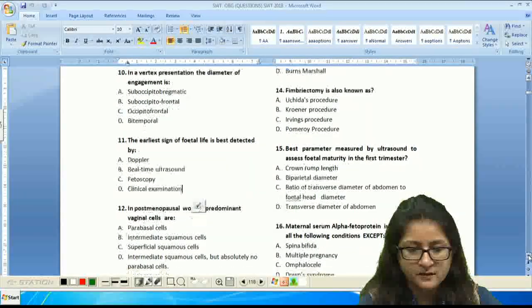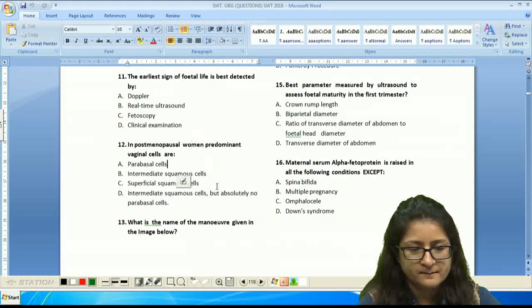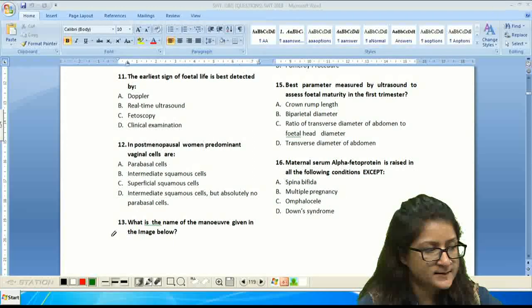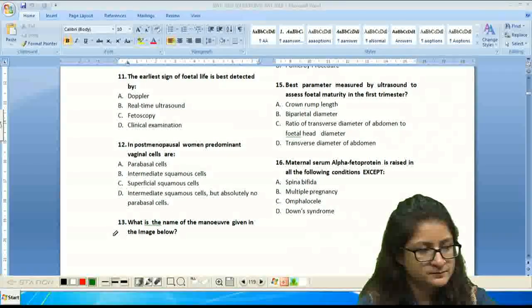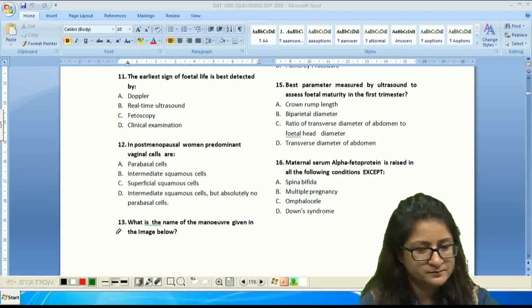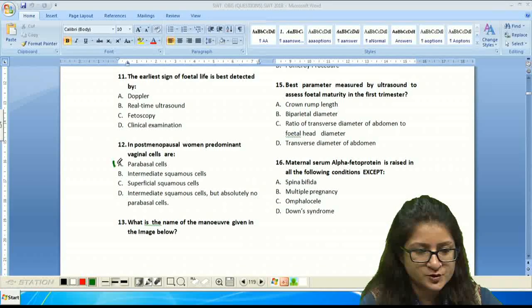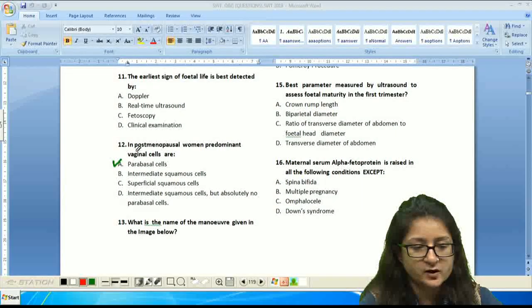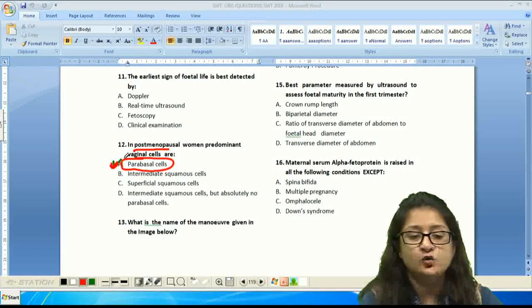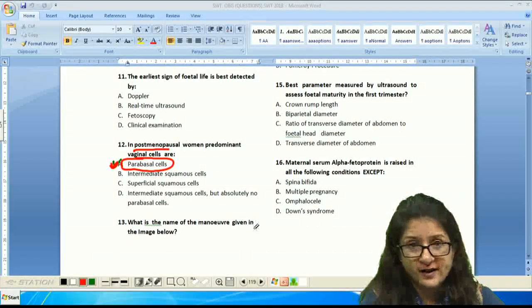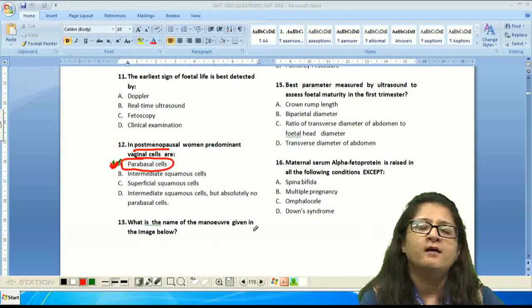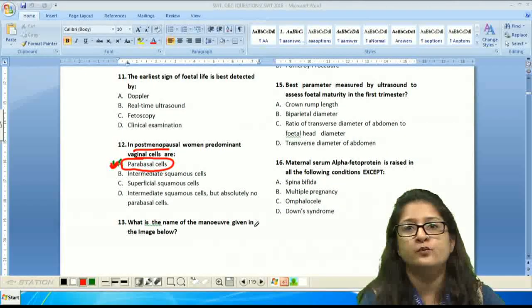Next question, question number 12. In postmenopausal women, predominant vaginal cells are... The correct answer is option A. In postmenopausal women, the predominant vaginal cells are parabasal cells, because parabasal cells are the cells which proliferate or predominate in the absence of any hormonal stimulation.